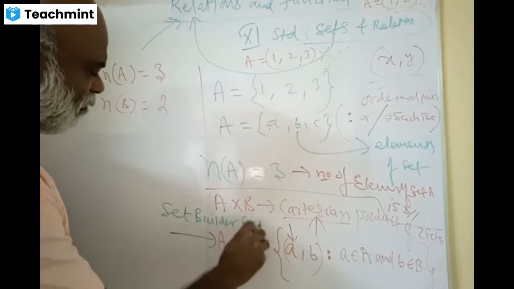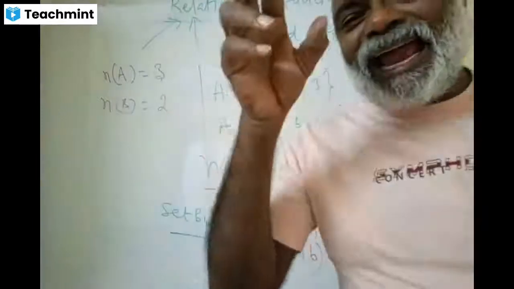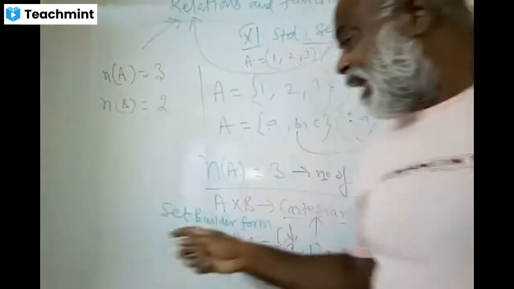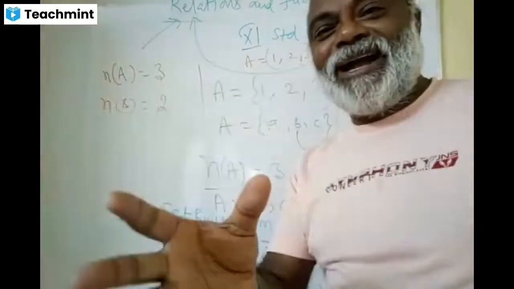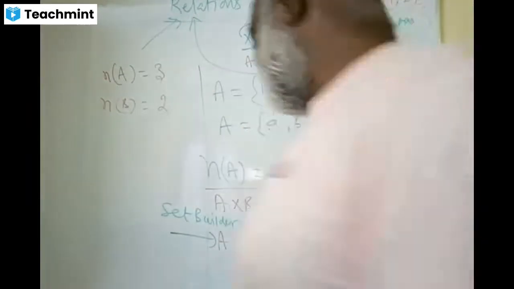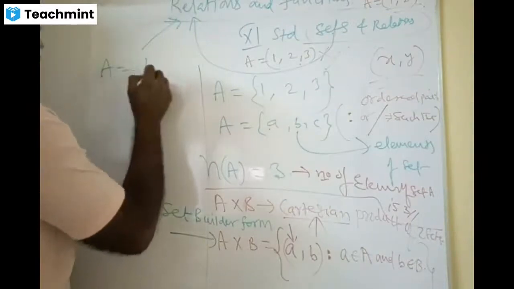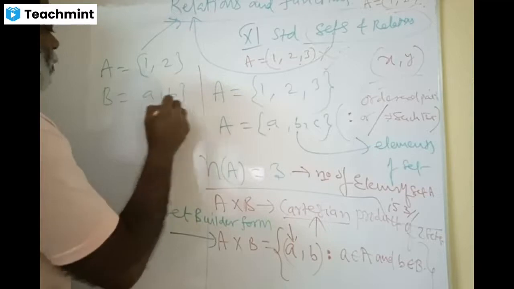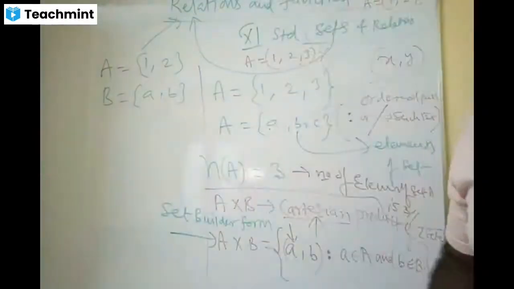What is the set builder form? The set builder form does not enlist the ordered pairs; it gives the rule. Whereas, what is the Roster form? Let A equal {1, 2} and B equal {a, b}, my dears. A has two elements and B has two elements.